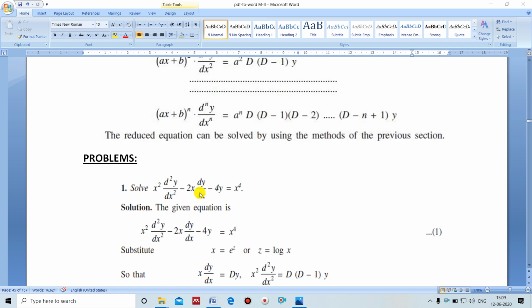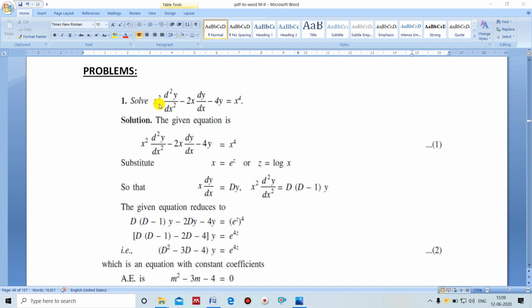So let us solve an example. Solve x² d²y/dx² - 2x dy/dx - 4y = x^4.